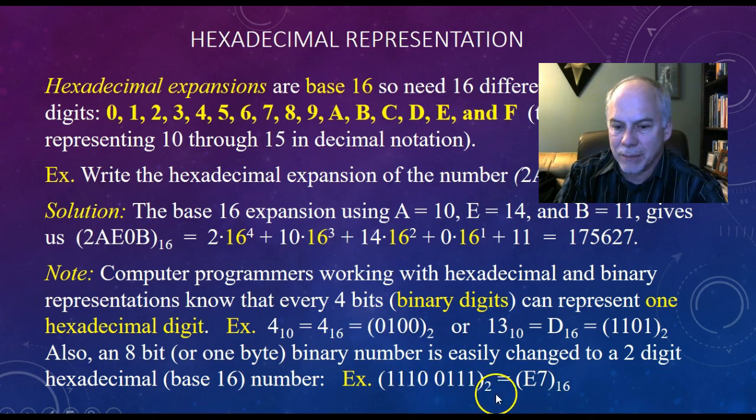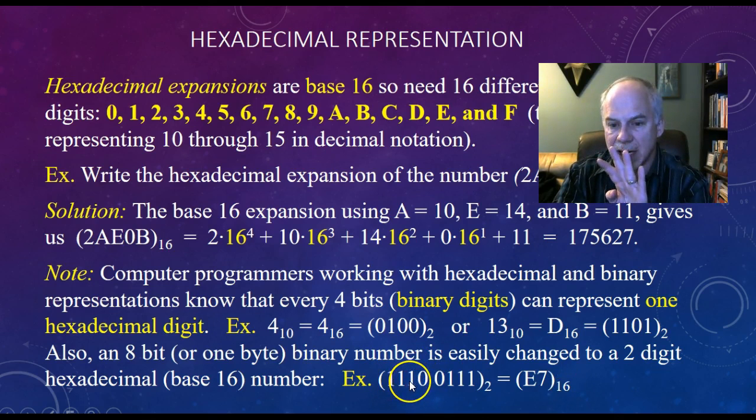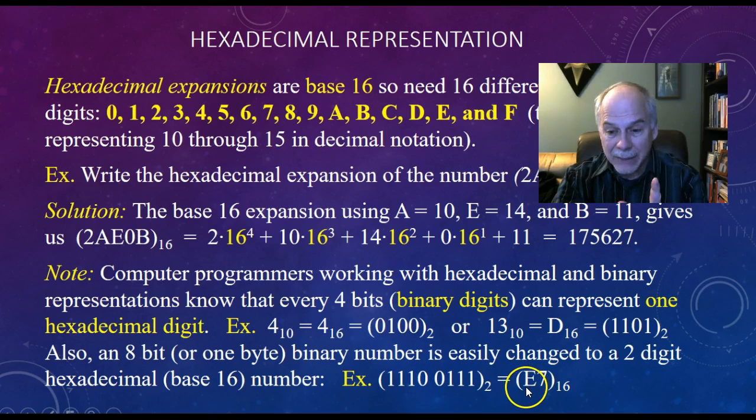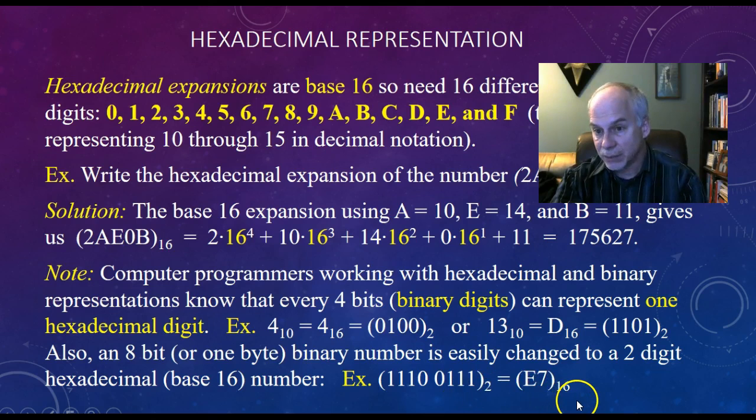We have an 8-bit binary number, 1110 and then 0111. To convert that to base 16, you can just look at 4 bits at a time and translate each of those into a hexadecimal number. Now, 1110 means 8 plus 4 plus 2, so that adds up to 14. Now, 14 in hexadecimal is the letter E. Okay, so that's how I got the E here. And then you look at the next 4 digits, 0111. That represents a 4 plus a 2 plus a 1, and 4 plus 2 plus 1 equals 7. So that's how I got 7 for the second hexadecimal digit. So this binary number can be converted pretty easily into the hexadecimal number E7.